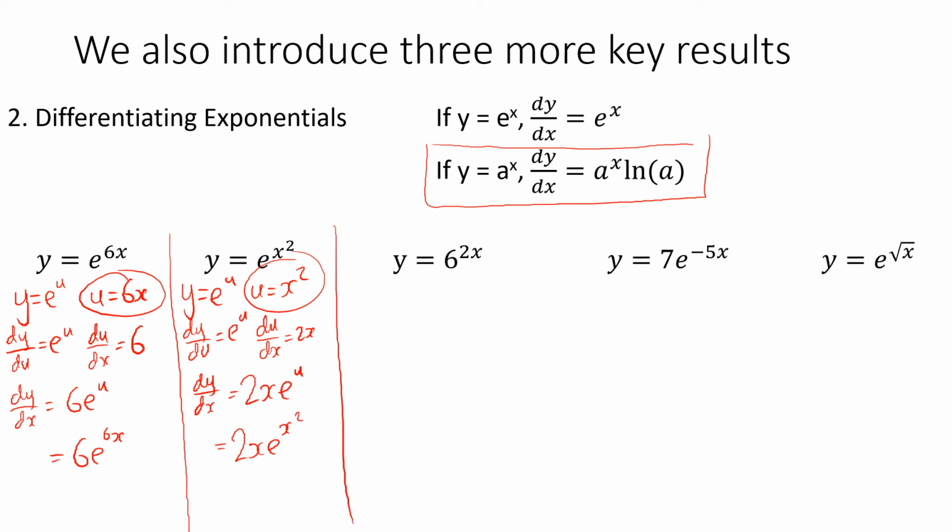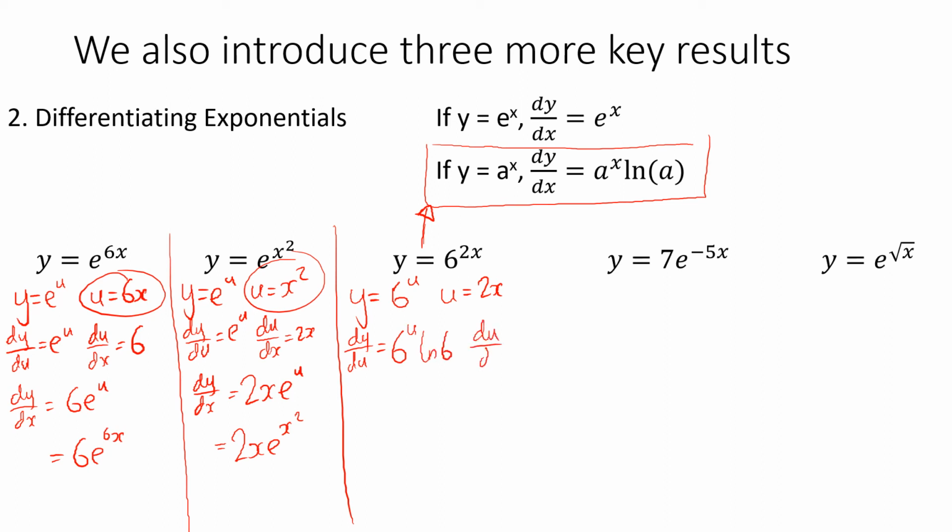Okay, what about our next one? Well, this is using the second of our 2 rules. This is the one with a to the x. We're going to say that y is equal to 6 to the power of u, and we're going to say that u is equal to 2x. Now if we differentiate y, according to this, we end up with a^x ln a. So we'll end up with 6 to the u times ln 6.